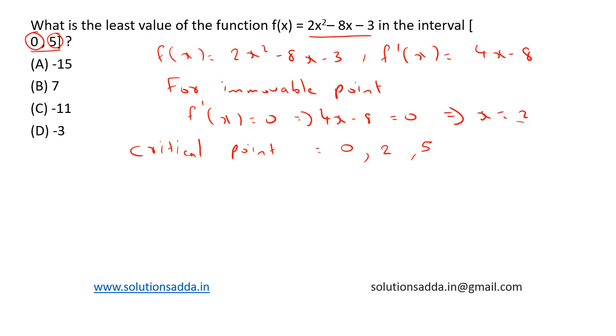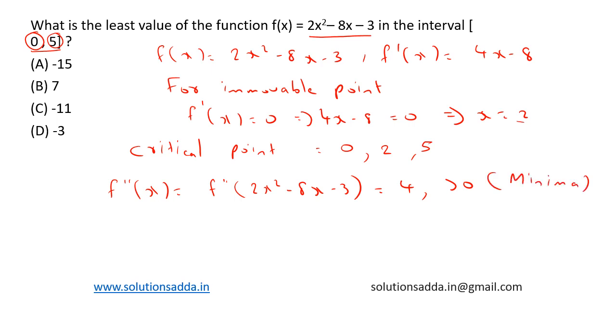Now, finding the second order differential, we will get f double dash of x for 2x square minus 8x minus 3. We will get 4. This is greater than 0, so it is minima. Now, to get the minimum or least value, we should check all the values of critical points, that is immovable point and closed interval point.